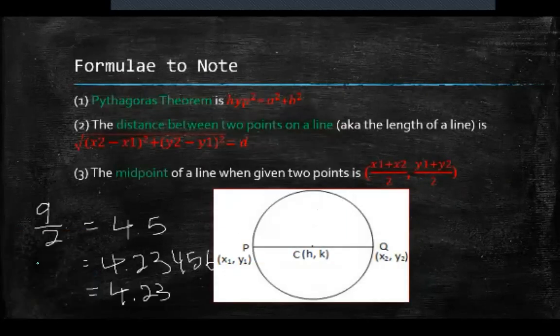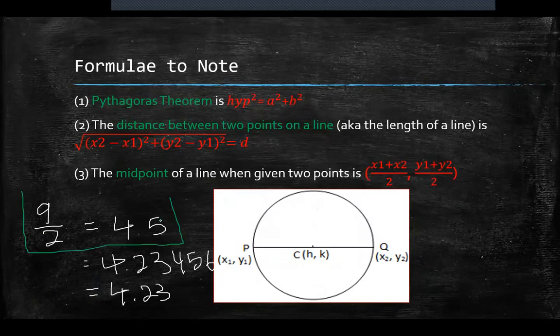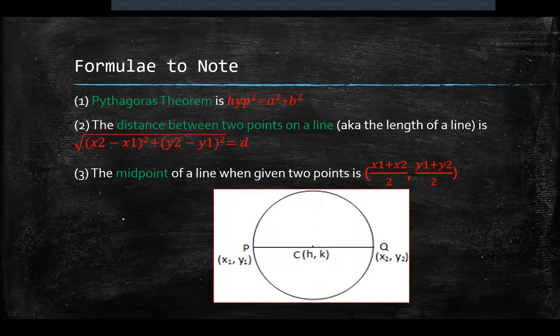So let me just finish with this. If it's an exact decimal like this, fine, do that. If it's not an exact decimal and you have to round off, unless they tell you to, don't do that, because technically your answer would be wrong.